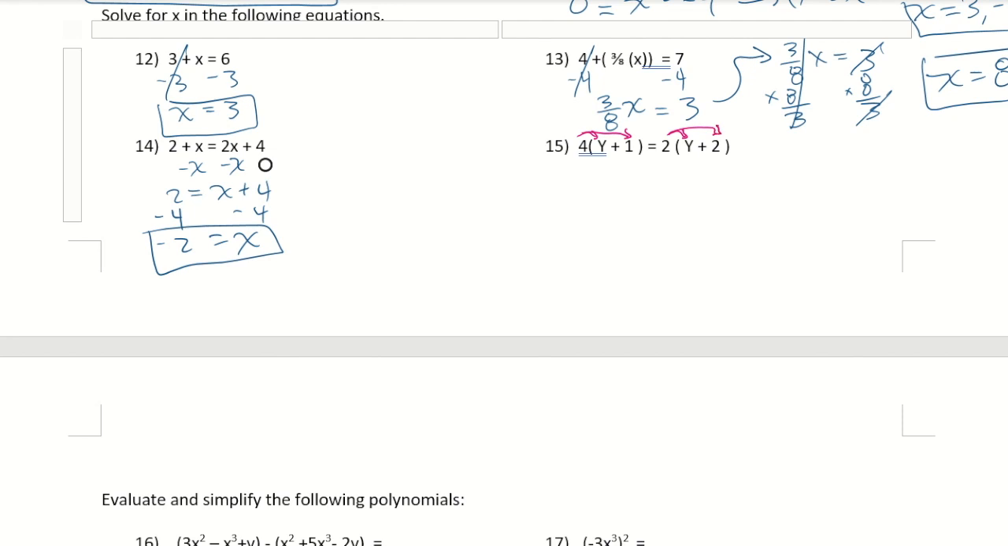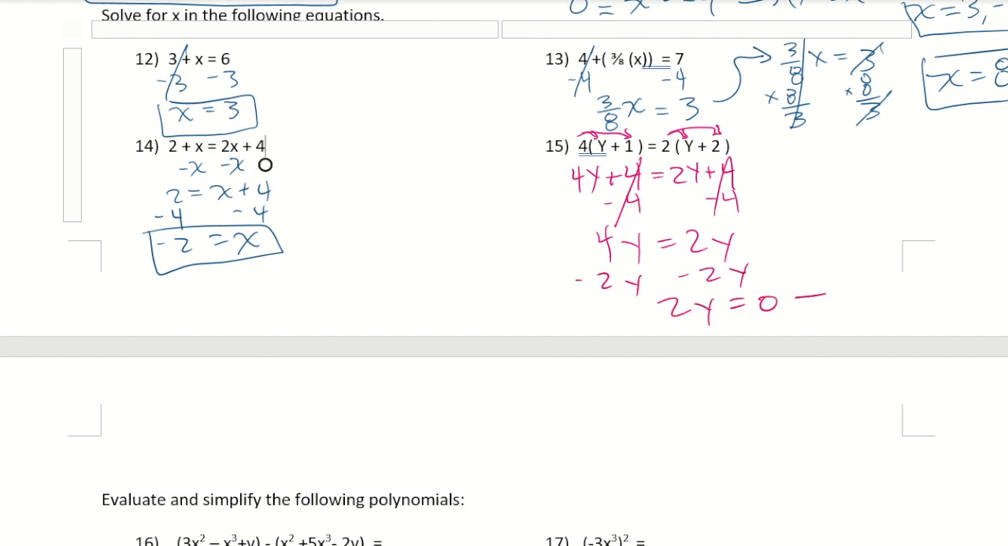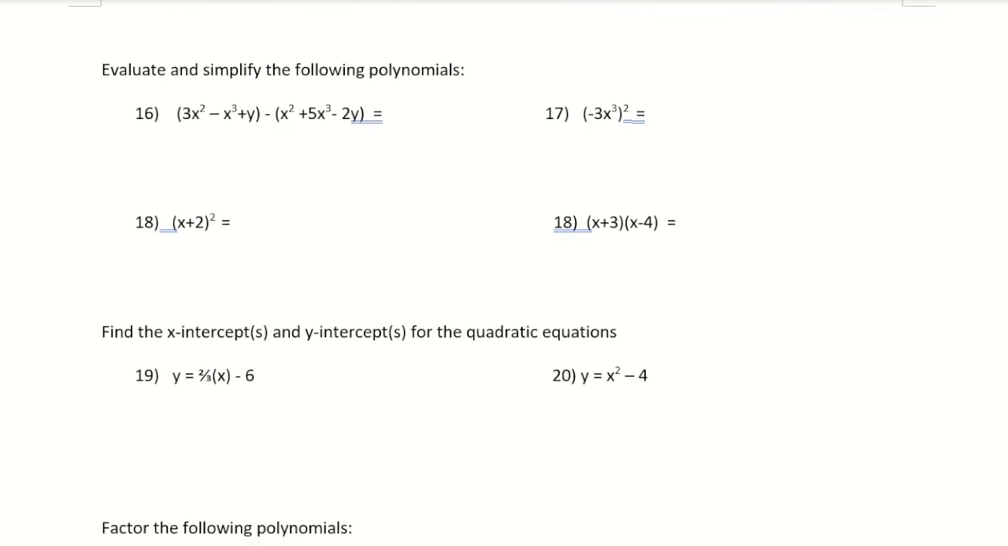So this one we have parentheses with multipliers outside, so we need to distribute: 4y plus 4 equals 2y plus 4. Immediately that seems a little fishy, and that's going to tell us if 4y equals 2y, then y is going to have to equal 0, because that's the only time that could possibly be true.